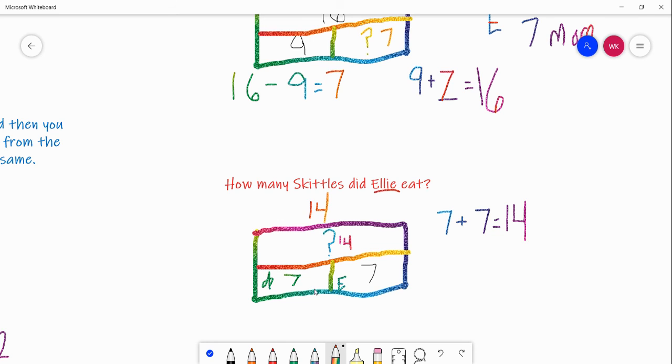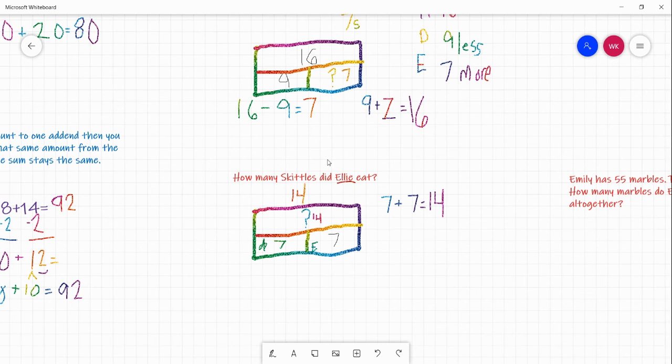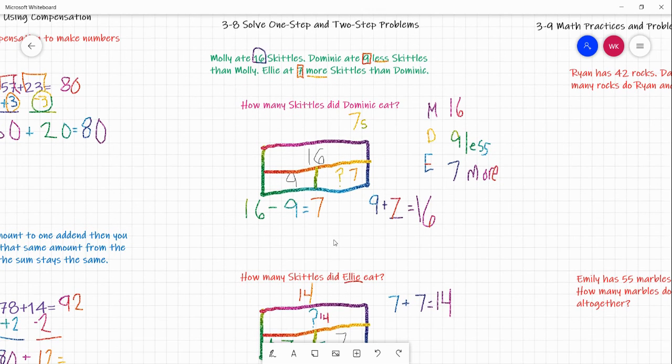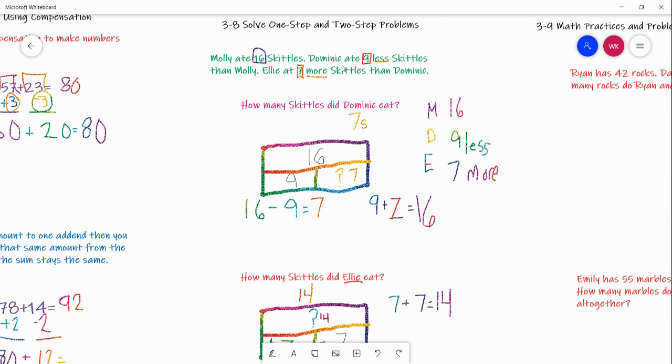So in the end, let's look back at the top. In the end, we know Molly ate 16 Skittles. Dominic ate 7 because we figured that out right here. And then Ellie ate 14 Skittles. So now we know how many Skittles each person had. So that's just taking apart word problems, doing one step, and then doing two steps.